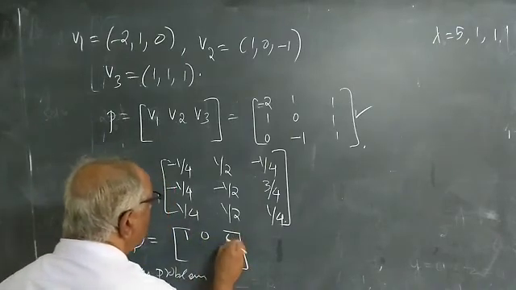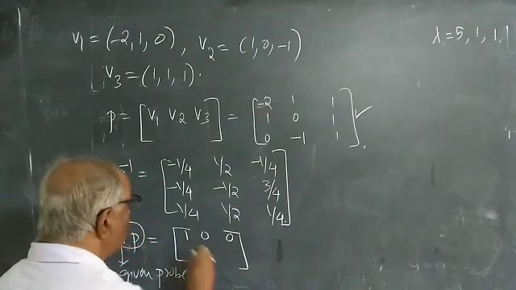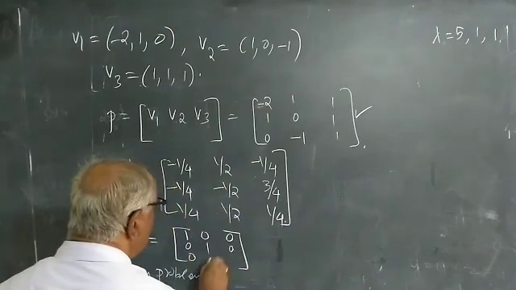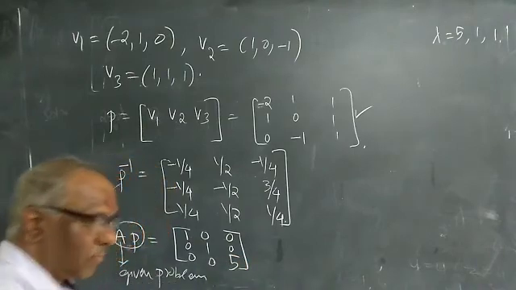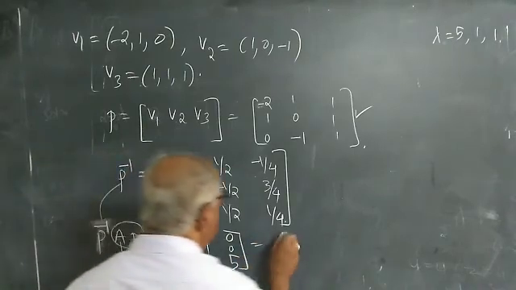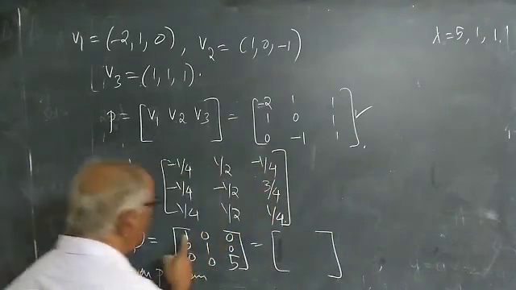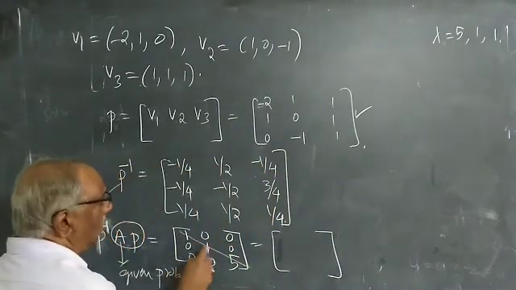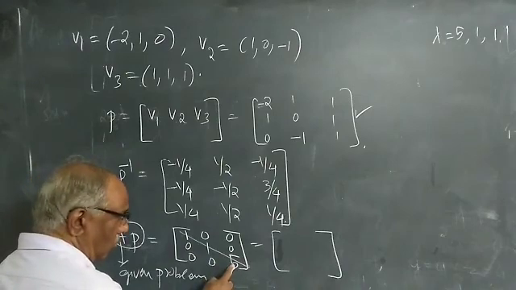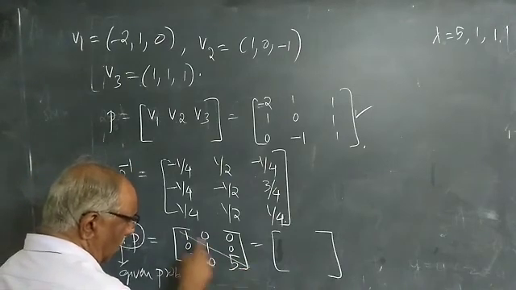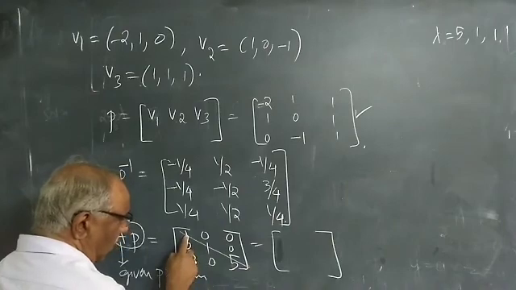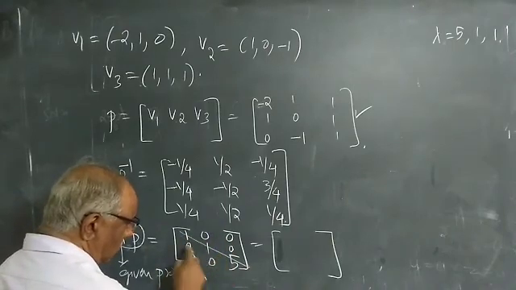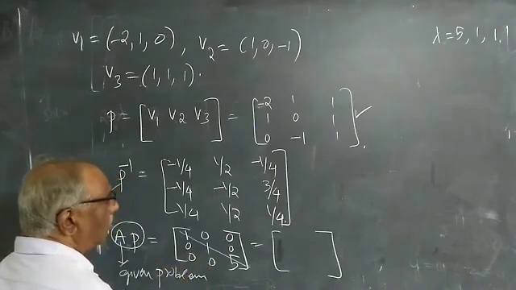1, 0, 0, 0, 1, 0, 0, 0, 5. It should be of this form. You know, this is a diagonal matrix. Why is this a diagonal matrix? Because along the principal diagonal the elements are not equal to 0, and all of the other elements are 0. Therefore, this is a diagonal matrix.